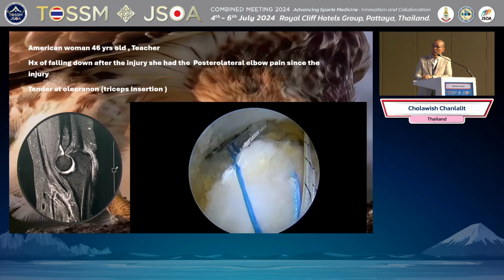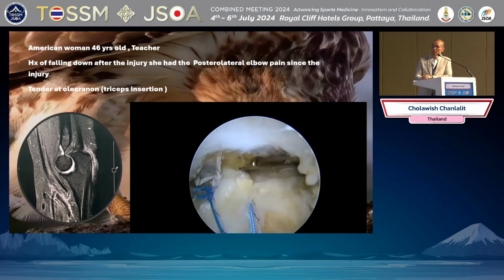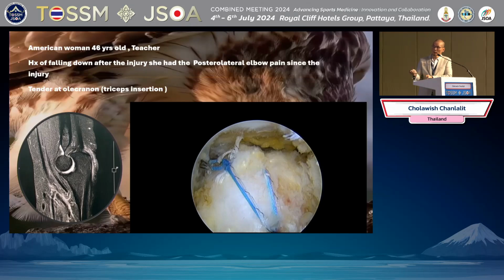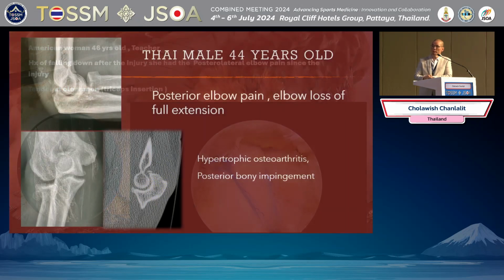So in this case, I do the posterolateral impingement release, divide the plica, remove the olecranon bone spur, and then go endoscopic to take a look at the tricep insertion. I found something torn inside, and I repaired it back.